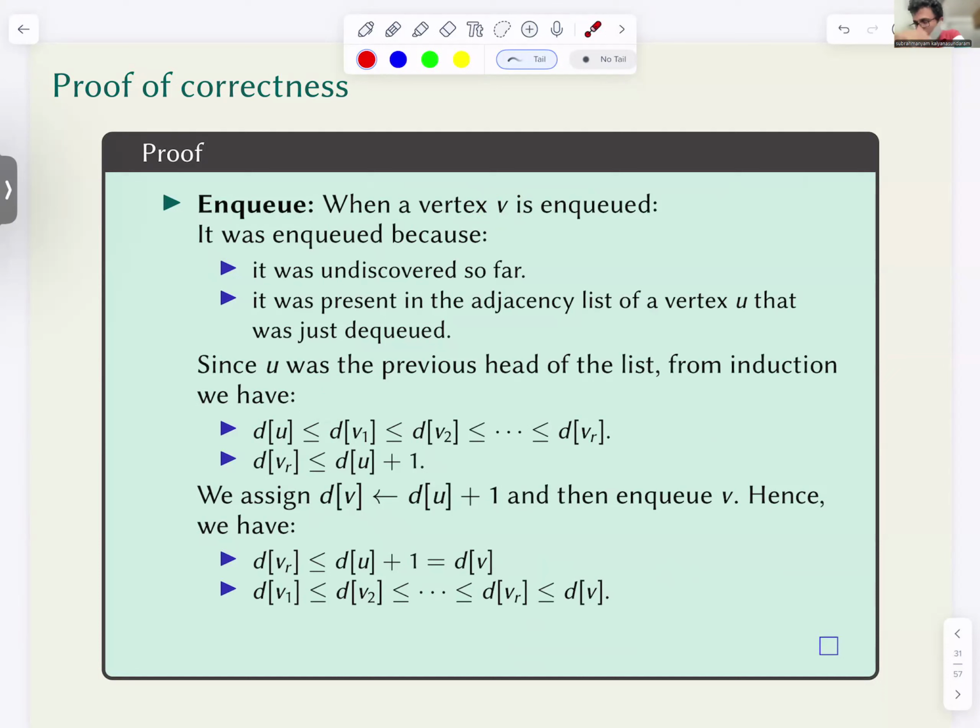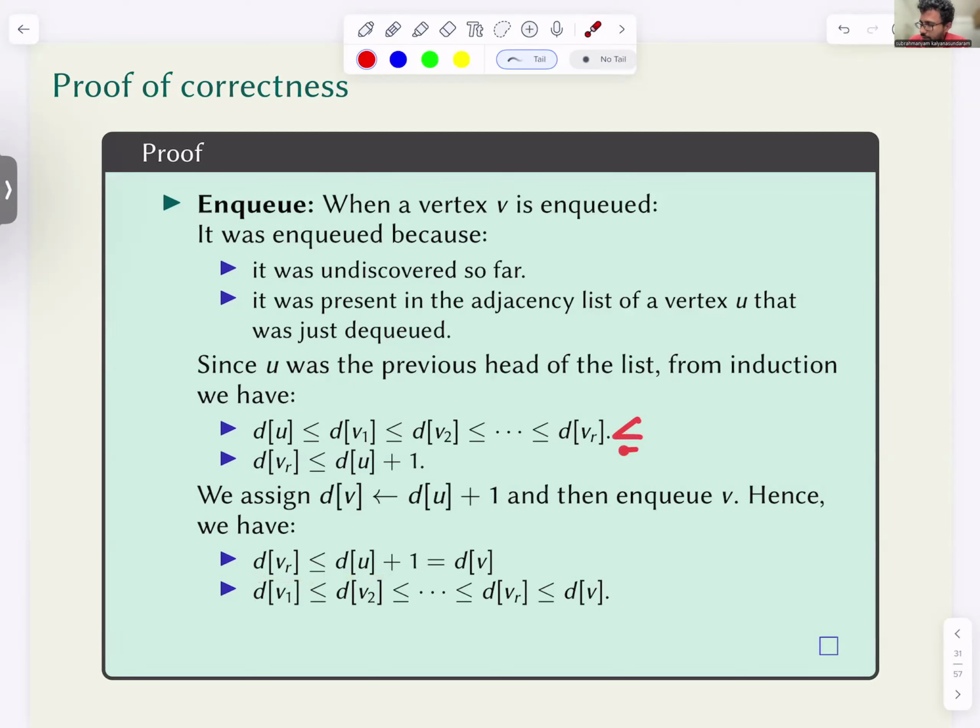Right. So when u was in the Q, by induction hypothesis, this statement must be true. And we assign dv to be du plus 1. So we already have dv to be du plus 1. And we already had dvr was at most du plus 1.